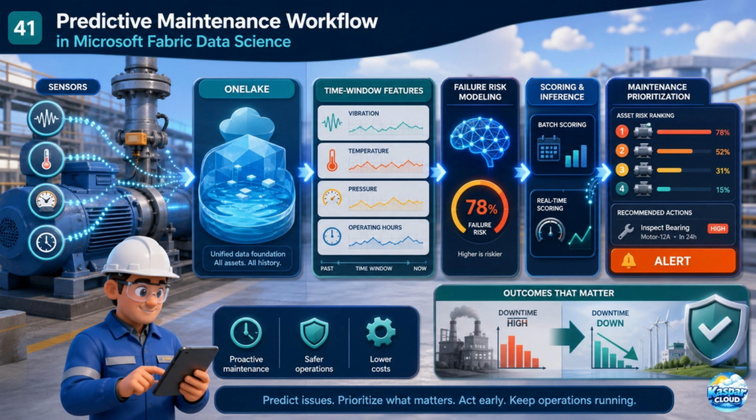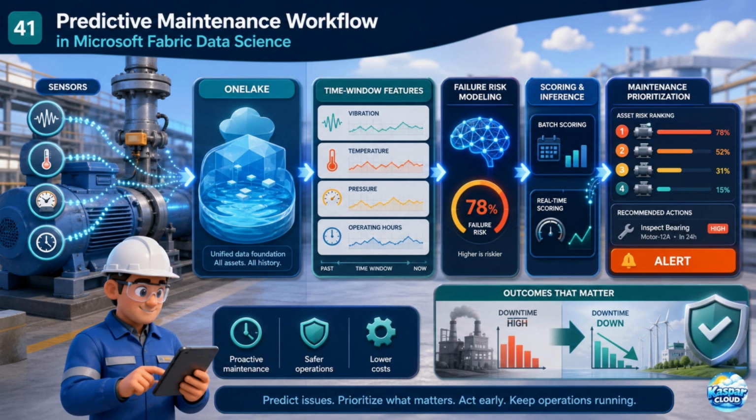A predictive maintenance workflow follows a similar pattern. Sensor data flows into OneLake from industrial equipment and operational systems. Engineers prepare time window features such as average vibration, temperature spikes, pressure changes, and operating hours. Data scientists train models to predict failure risk or estimate remaining useful life. Batch scoring identifies machines that require maintenance attention, while real-time scoring can support immediate operational alerts. Power BI dashboards help operations teams prioritize maintenance activities and allocate resources efficiently.